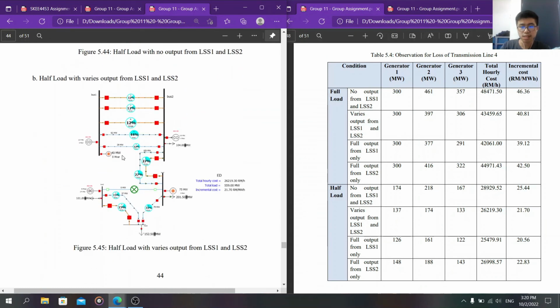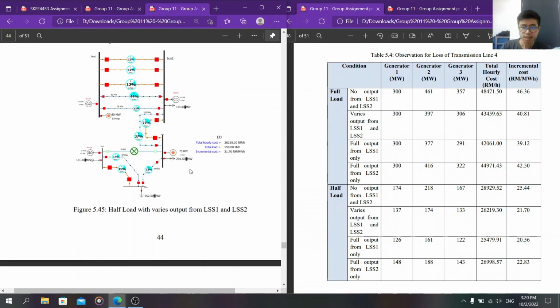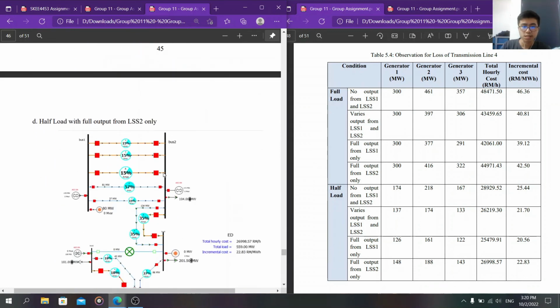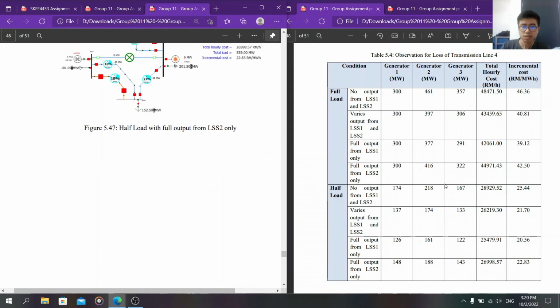It is also the same with the various output for LS1 and LS2, and generator 1, generator 2 and generator 3 will be reduced when LS1 is involved. You can see the highest price is with no output from LS1 and LS2 in half load, 28,929.52 ringgit, and the incremental is 25 ringgit 44 cents. For the others, the cost is more reduced compared to no output from LS1 and LS2.